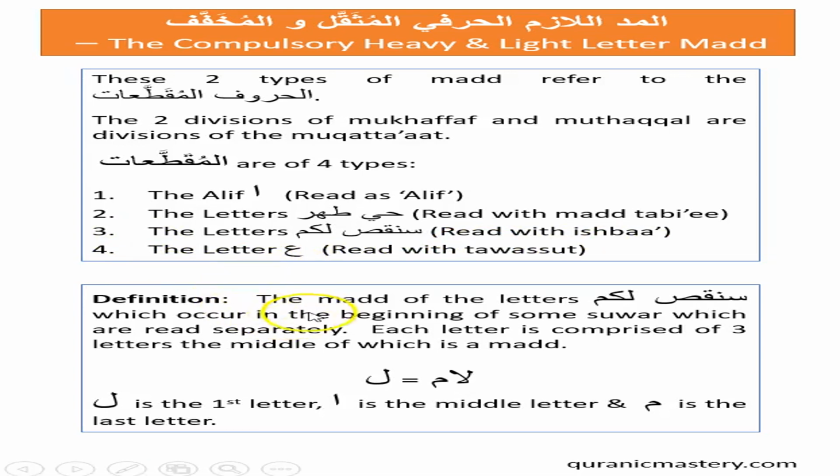Now let's have a look at the definition. The med of the letters sanaqussu lakum, sin, nun, qaf, sad, lam, kaf and mim, which occur in the beginning of some of the surahs and are read separately. Each letter is comprised of 3 letters, the middle of which has a med. Let's have a look at the lam here. The lam is spelled like this: lam, alif and mim. Lam is the first letter, alif is the middle letter, and mim is the last letter. So this is how we read the al-muqatta'at.